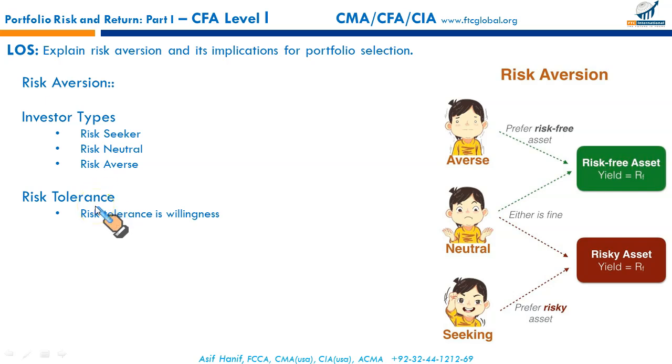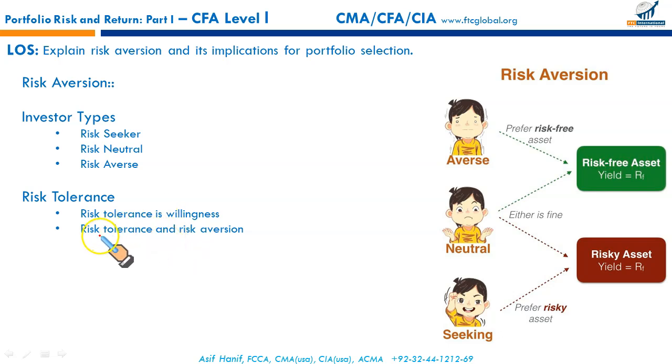Next, risk tolerance. Risk tolerance basically refers to the amount of risk an investor is willing to take in order to achieve his or her investment goals and objectives. So basically a high risk tolerance shows a greater willingness to take risk. If you have high risk tolerance, which means you are willing to take on even higher level of risk, and low risk tolerance means less willingness to take high risk.